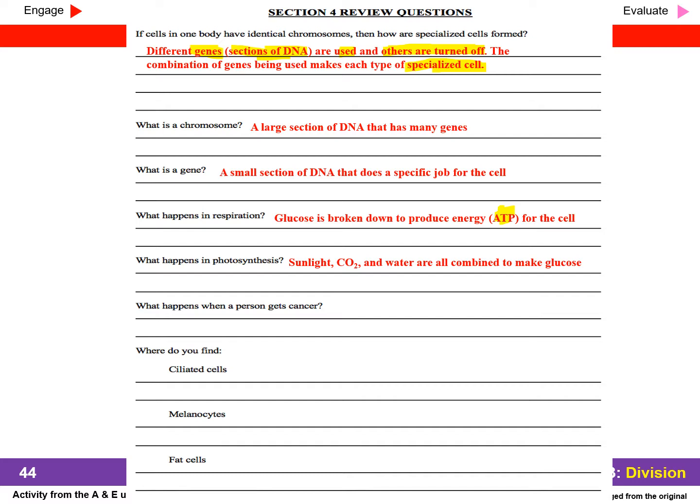Then we say how it happens if a person gets cancer. In order to get cancer, that means we had to have uncontrolled cellular division. So the cells are making many, many copies and nothing's stopping them. So you get cancer in the form of a tumor. And then the last part here at the bottom, it says, where do we find these different types of cells? So our ciliated cells, we would find those in the throat, the windpipe, and the lungs. The melanocytes, we would find them in the skin layers, right? And fat cells, we'll find them around all of the organs in the body.